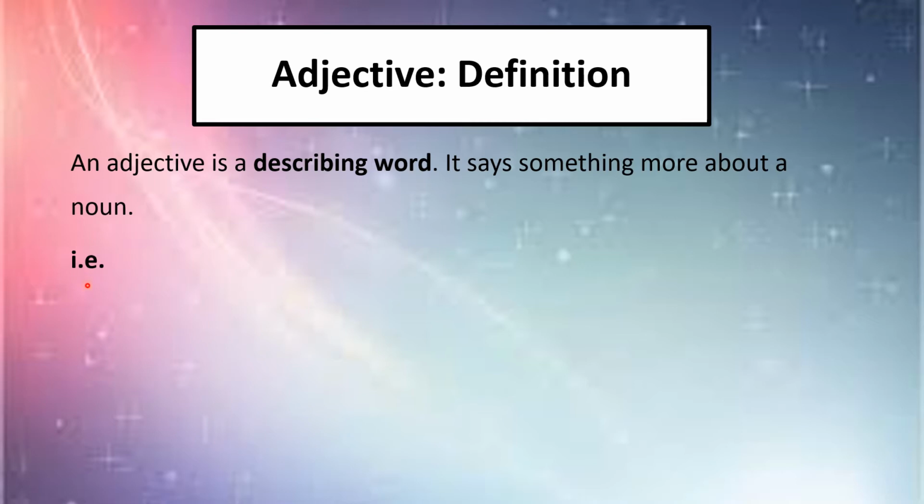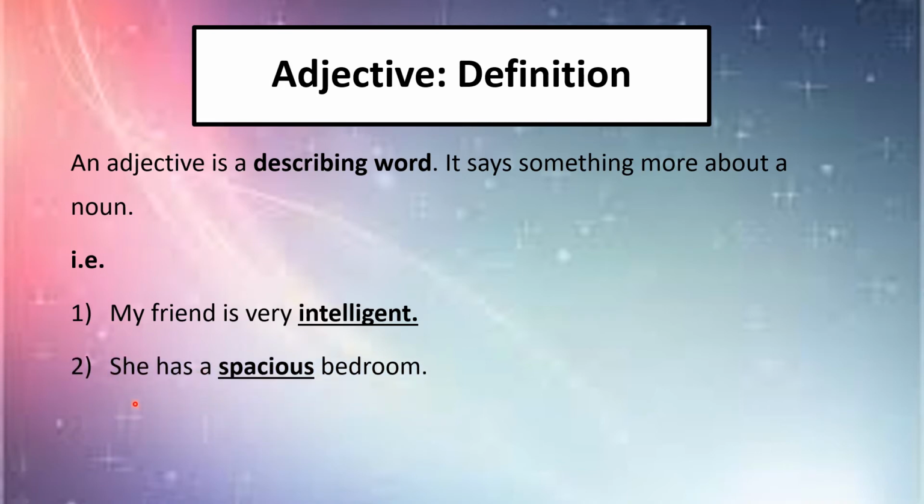For example, my friend is very intelligent. Here you are describing your friend and you have used an adjective to describe friend, that is intelligent. She has a spacious bedroom. Bedroom is noun and spacious has been used to describe the noun, so it is an adjective.